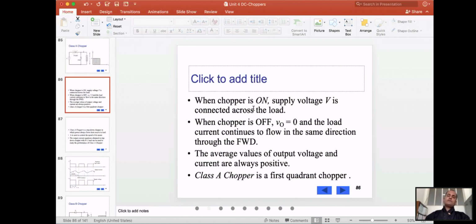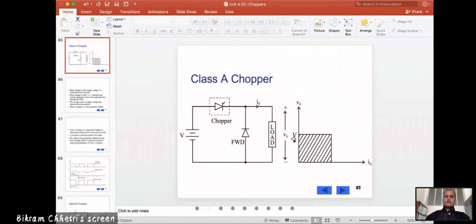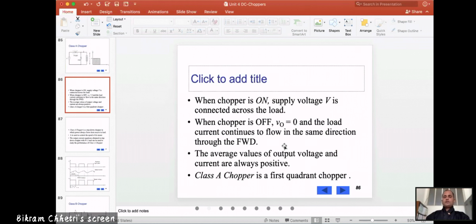When the chopper is on, the supply voltage V is connected across the load. When the chopper is off, the output voltage equals 0, and the load current continues to flow in the same direction through the freewheeling diode. So the average values of the output voltage and current are always positive. A class A chopper is a first quadrant chopper, so please remember that.